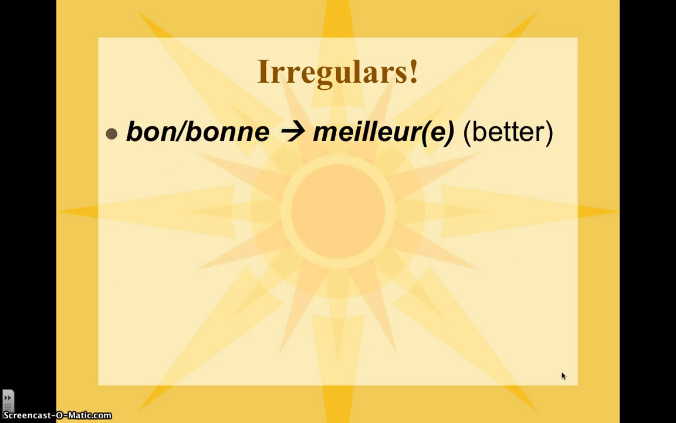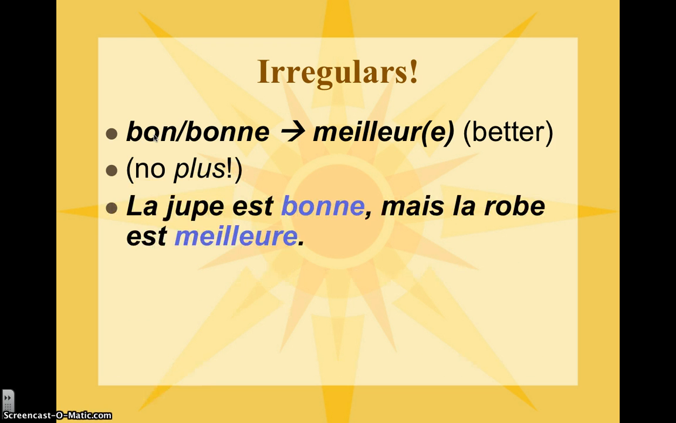We also have to think about a few irregulars. One that we'll see is the word meilleur. I don't say "I am more good than you," or "gooder." That's not good. On utilise meilleur. Notice we don't have the word plus either. So la jupe est bonne, mais la robe est meilleure. The skirt is good, that's a good outfit, but I think the dress is better. Meilleure.